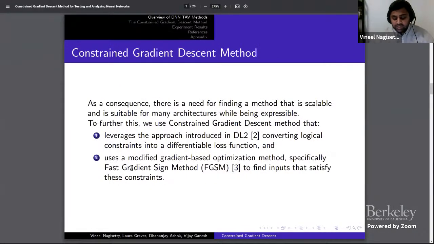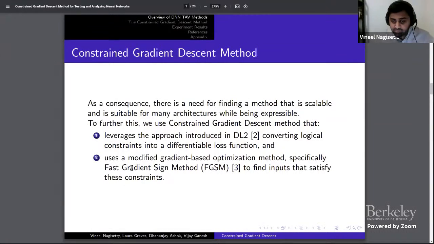So as a consequence, because there is no one method that is scalable and generalizable, so that does not restrict any architectures, while being expressible, we use what we're calling the constraint gradient method. And at its core, this leverages two existing works.